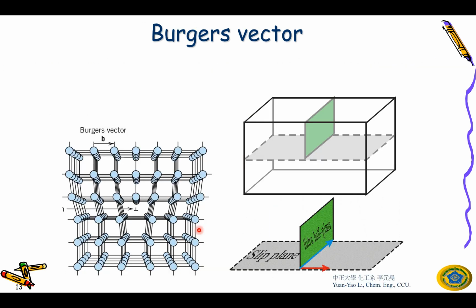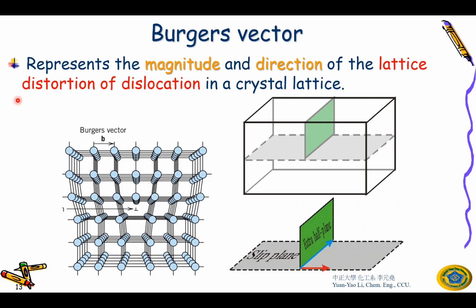Another thing you need to remember about this dislocation line is what we call the Burgers vector. The Burgers vector means that if you move one unit, this is the direction and the length, of course, which is why you call it a vector, right? Direction and length, the vector. So it represents the magnitude and direction of the lattice distortion of the dislocation in the crystal lattice.